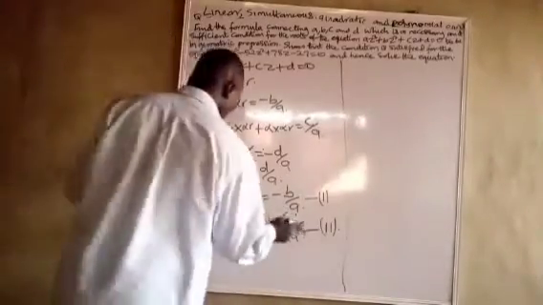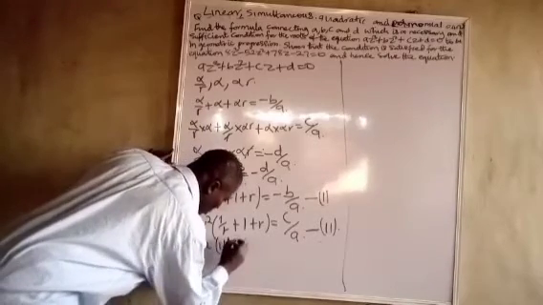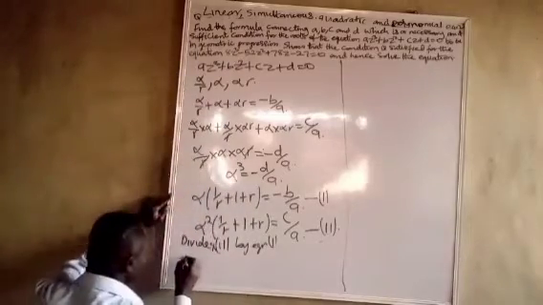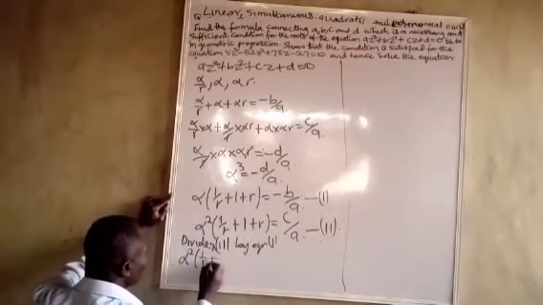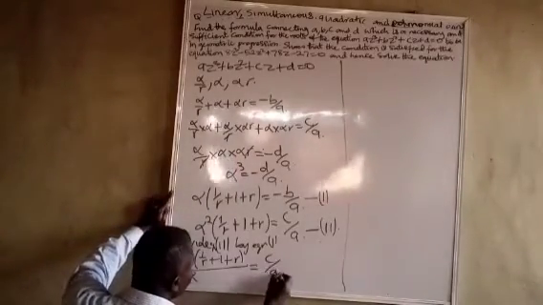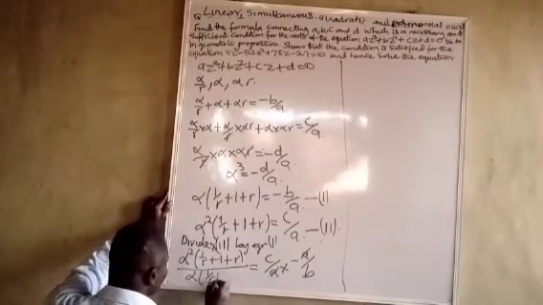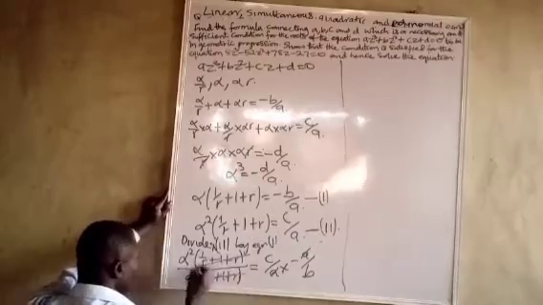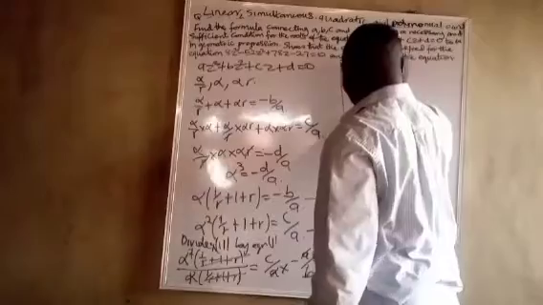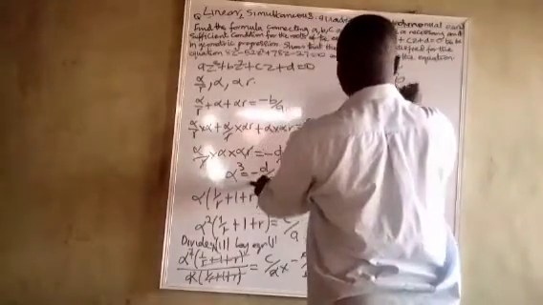Let me divide 2 by 1. Divide equation 2 by equation 1. Therefore, I'm going to have it like this. Alpha squared into 1 over r plus 1 plus r over alpha into 1 over r plus 1 plus r is going to be c over a times minus a over b. This one cancels this. So alpha is equal to minus c over b. And from here too, alpha cube is equal to minus d over a.